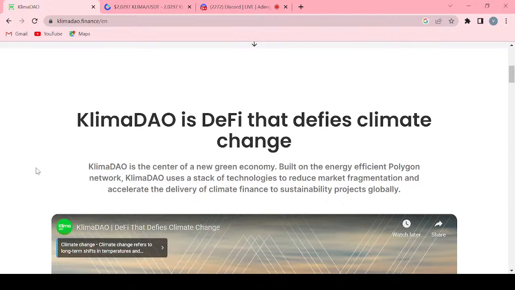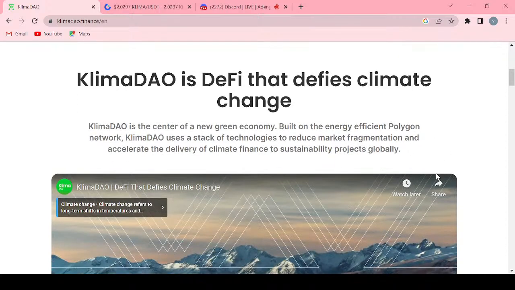This DAO is the center of a new green economy built on the energy-efficient Polygon network. It is made on the Polygon network, and Klima DAO uses a stack of technologies. You have to stake the tokens to start your earnings from Klima, to reduce market fragmentation and accelerate the delivery of climate finance to sustainability projects globally.